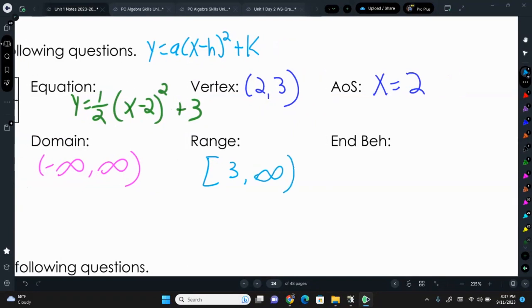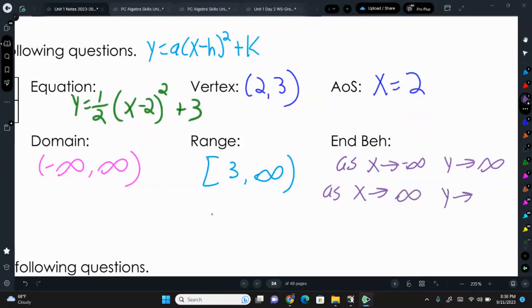And then end behavior, because a is positive, both ends go up. So as x approaches negative infinity, y approaches positive infinity, and as x approaches positive infinity, y approaches positive infinity as well. And like we said, the end behaviors and the ranges all match.